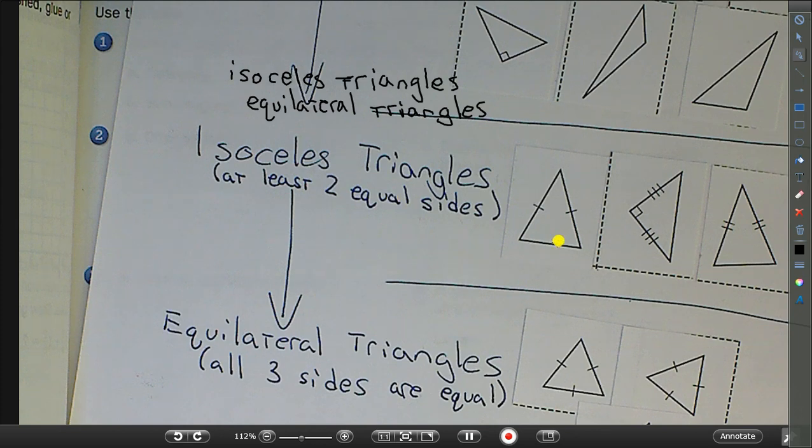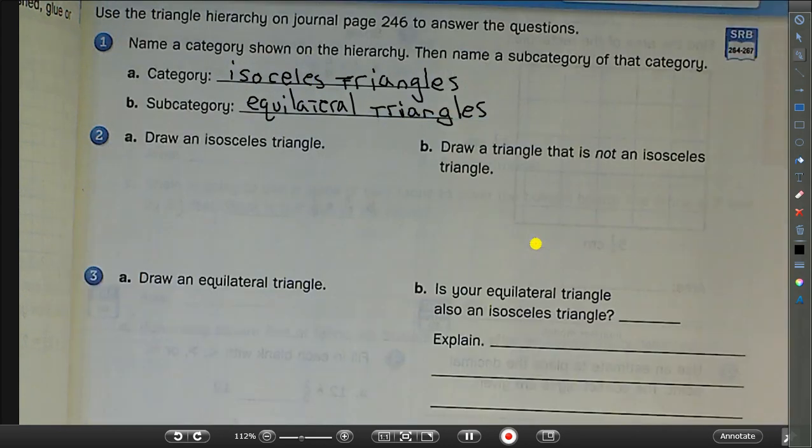But I'm not going to draw an equilateral triangle. I'm going to draw one of the 3 that couldn't filter down any further than isosceles triangles. But really, I could draw any of these 3 down here as well. I'm just going to do this very first one here. I've already cut that one out and put it on my page, which is why they're simply saying draw.